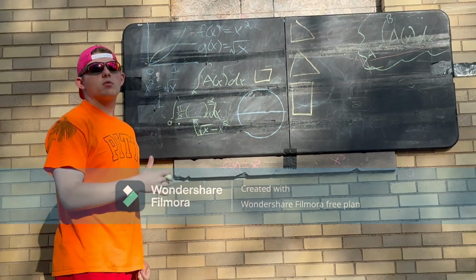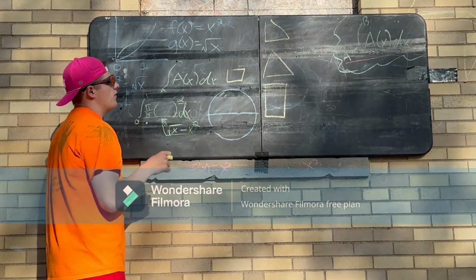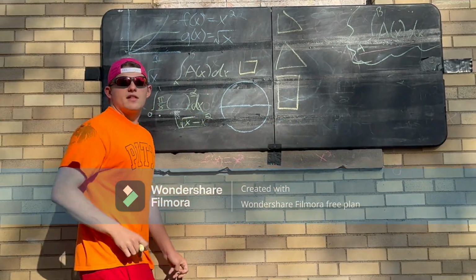Each of these have their own equations, and each equation you should memorize so you know as soon as you see it, it'll say what is the cross section from 0 to 4 of a rectangle. You know exactly what to plug into the equation.